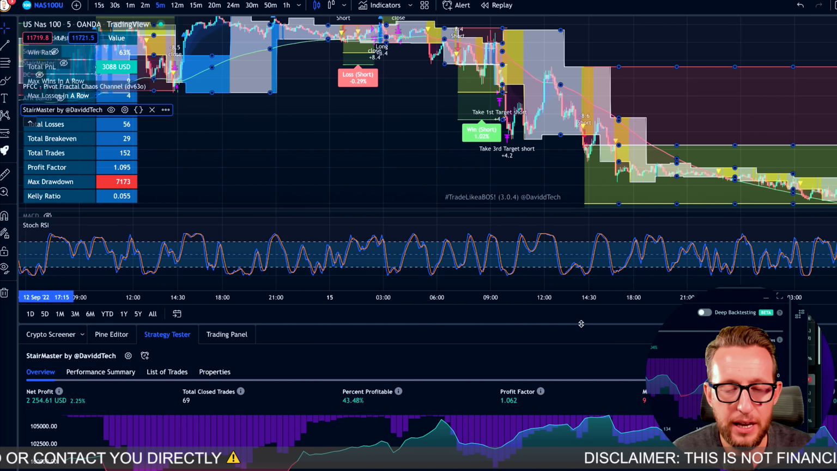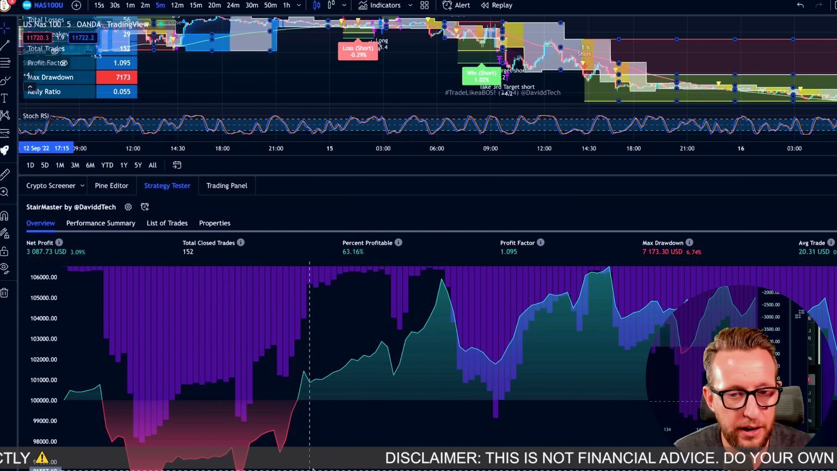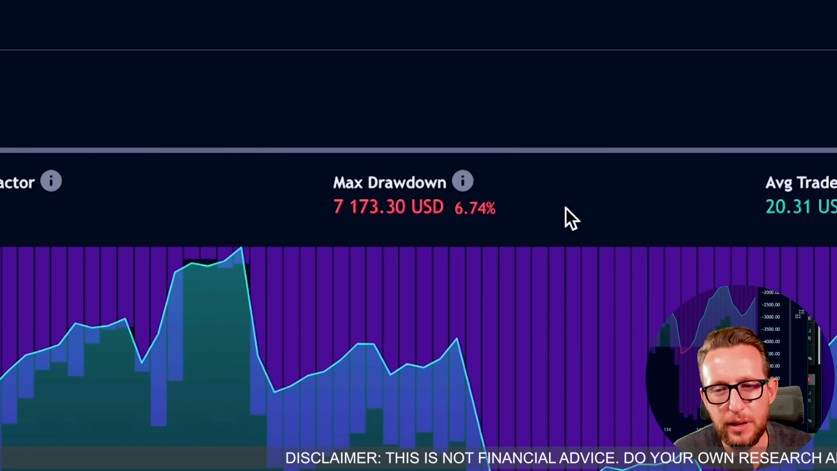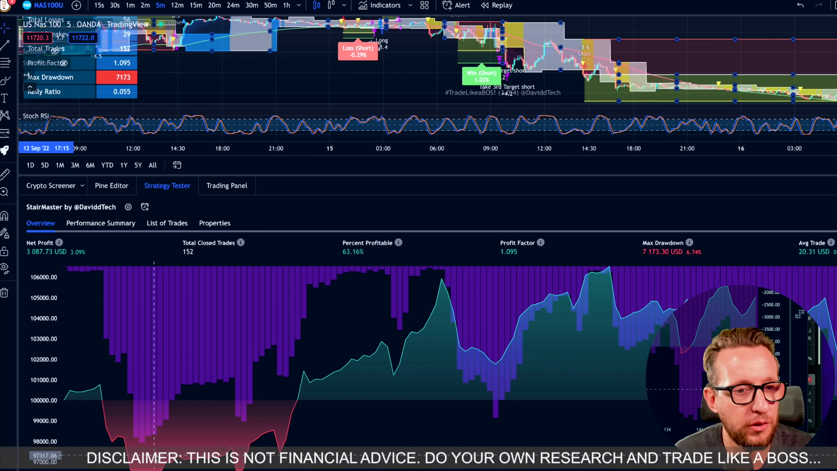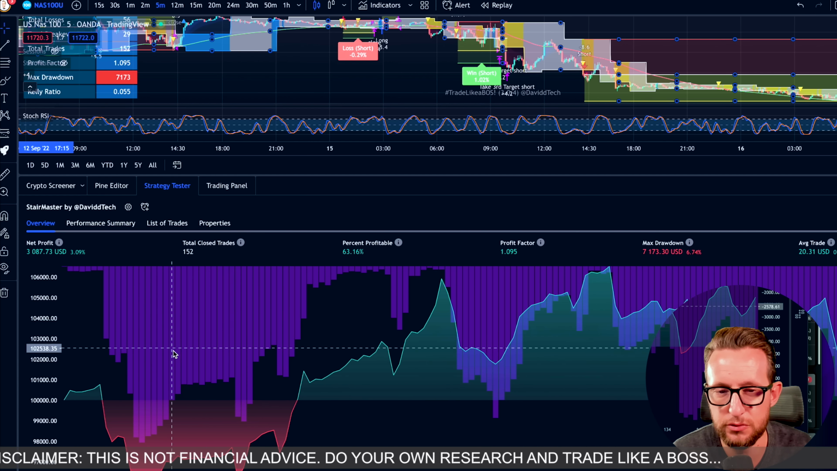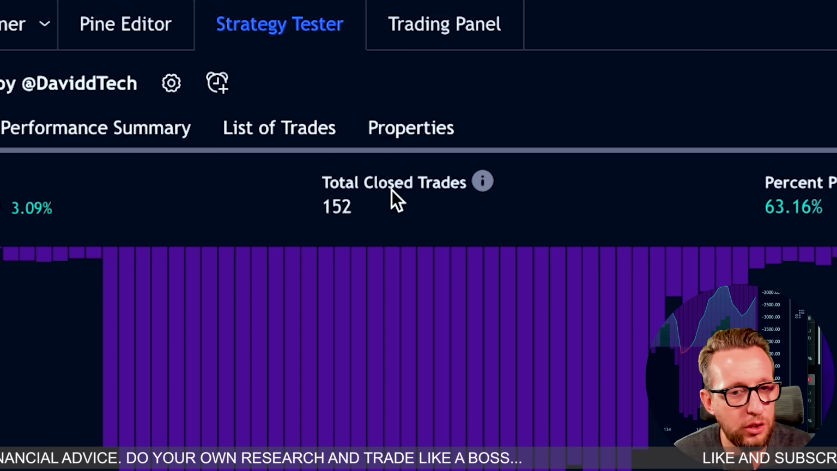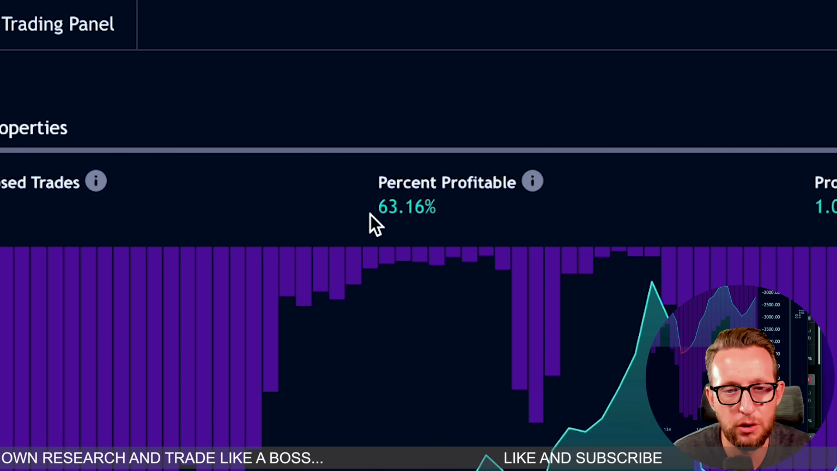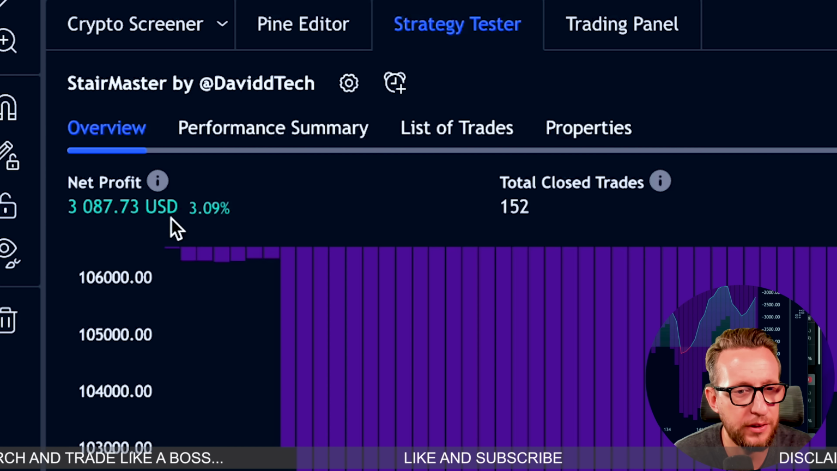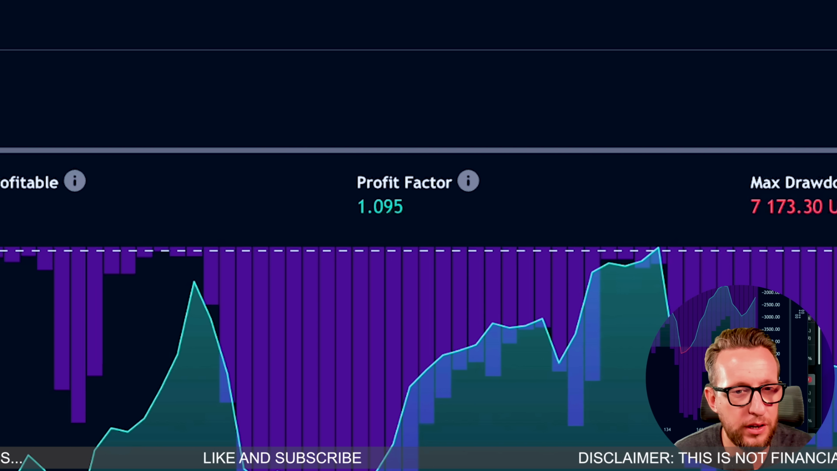Okay, so here we have the equity curve. As you can see, we went through a large red period here. We have a maximum drawdown of 6.74%, which would obviously have happened, I should imagine, in this redder area here. We have total trades closed of 152, a percent profitable, a win rate, of 63%. Net profit on the account is 3%. Our profit factor is 1.95.